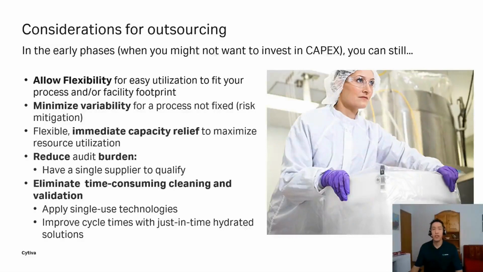Here's a more clarified look at some of the advantages that this route would encompass. It would allow flexibility to fit your facility footprint. Buffer variability would be minimized if the process is not yet locked down. If the capacity constraint is your issue, outsourcing 1x buffers might be a way to achieve capacity relief and allow resources to be used elsewhere.